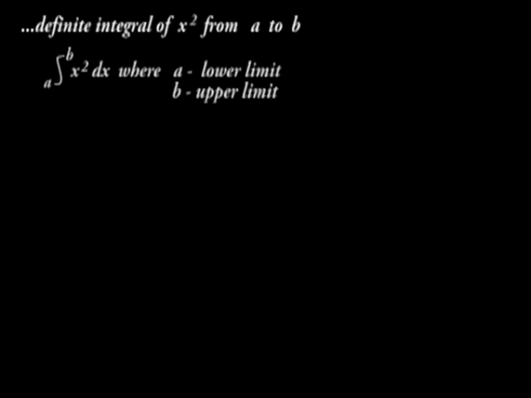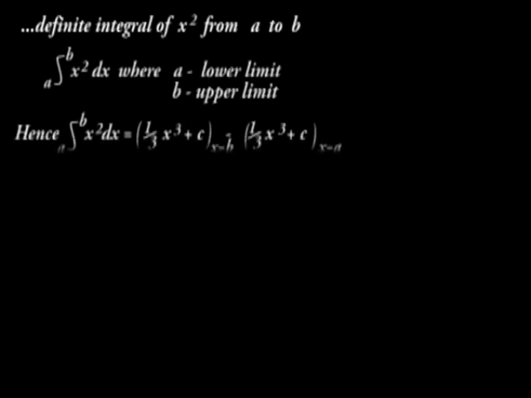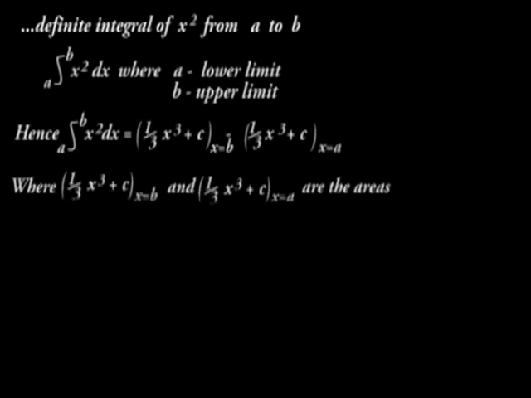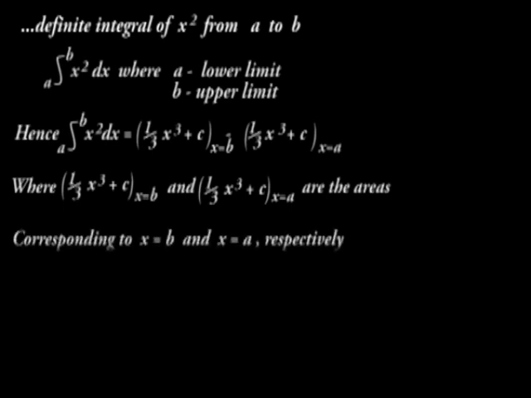Hence, the integral of x squared with respect to x from a to b is equal to a third x cubed plus c with x is equal to b, minus a third x cubed plus c with x is equal to a, where these are the areas corresponding to x is equal to b and x is equal to a respectively. This is usually written as below.